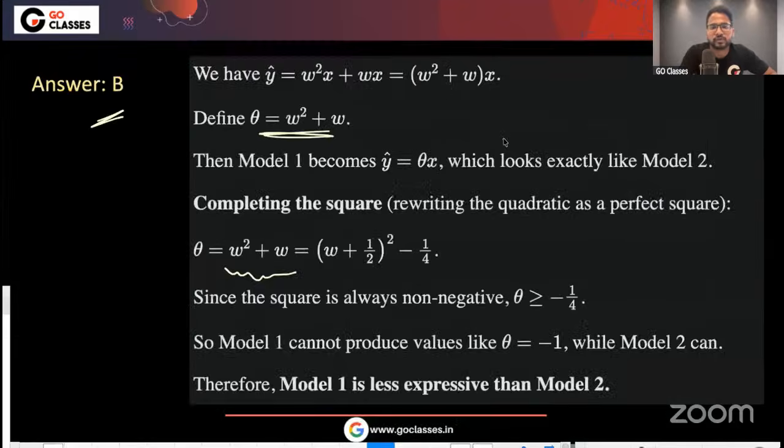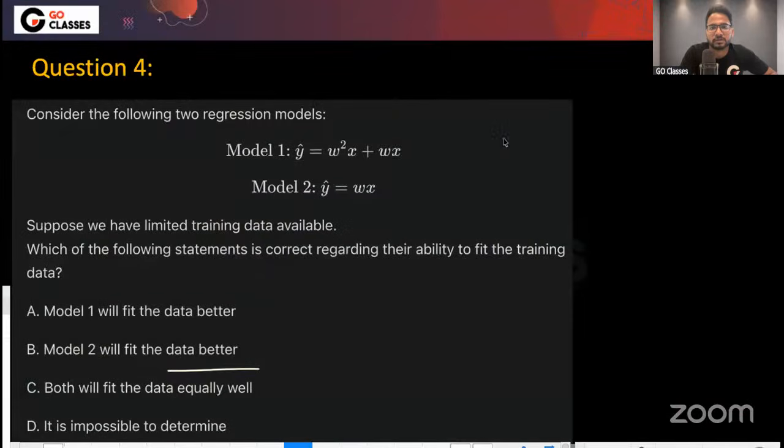Actually, for question 4, in the lecture, I think I said that both models will fit the data equally well. But later I researched it. In the original source, they have given the answer as both fitting equally well. But then I thought about it and researched it, so I think the answer should be B, that model 2 will fit better, because model 1 is less expressive.